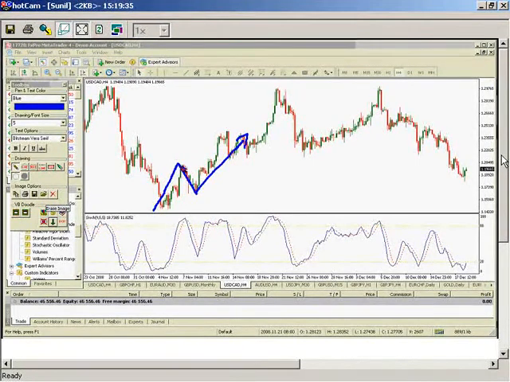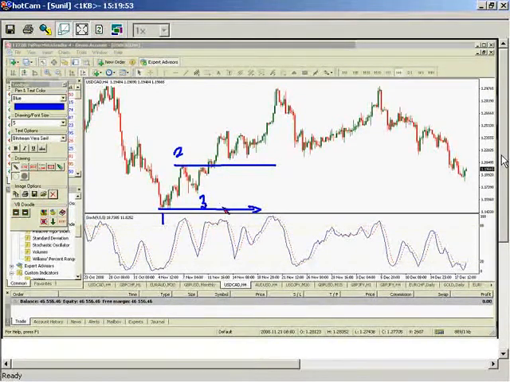Ideal entry, break of point 2. This becomes your entry. Stops ideally to be placed beneath the level of 1. Aggressive traders may also place it beneath 3 to reduce your risk. Now, there's a whole lot of money management which goes into when you place aggressive stops. I would call them aggressive stops. Then you must try and take profits a little earlier just to be on the safe side. These are some simple rules for money management.